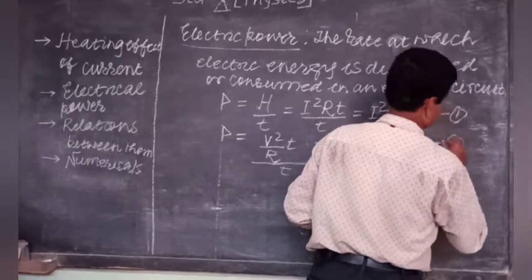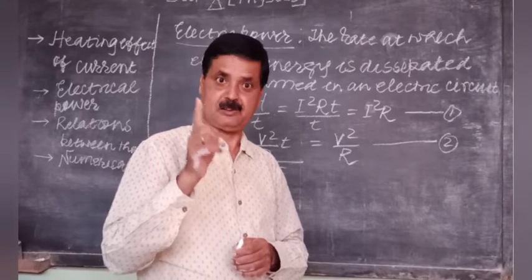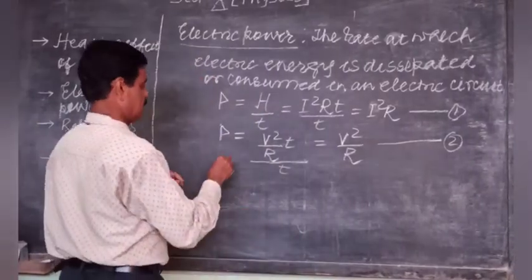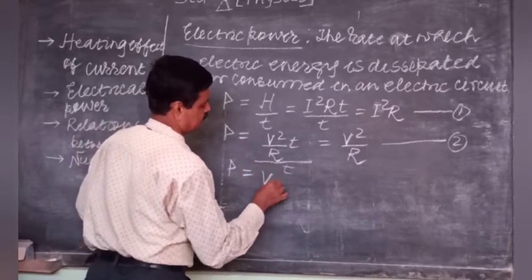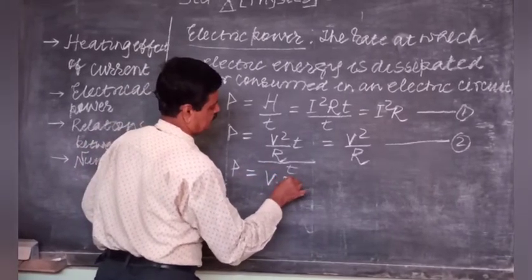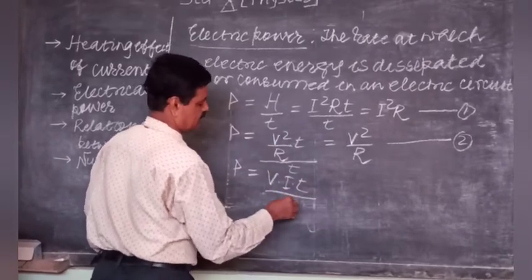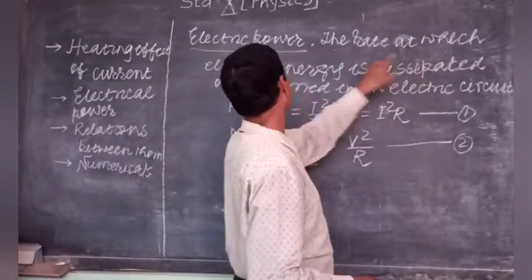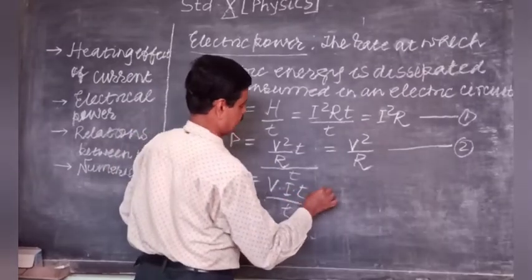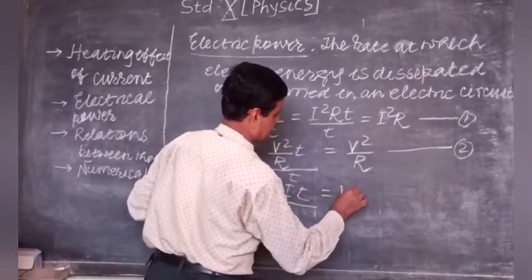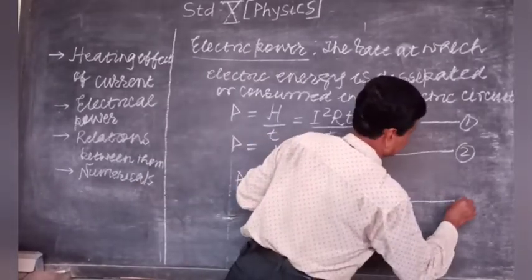Third one, I have shown to all of you. H was VIT. Remember it. So power will be equal to VIT. This was the value of H by T. Already written, the rate at which electrical energy is dissipated. So this by T, it can also be written as V into I. This is your third equation.